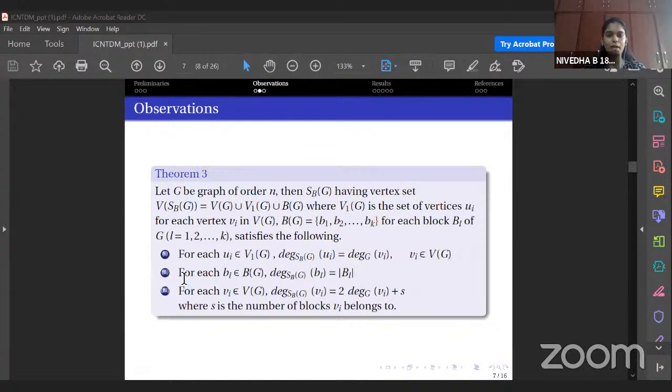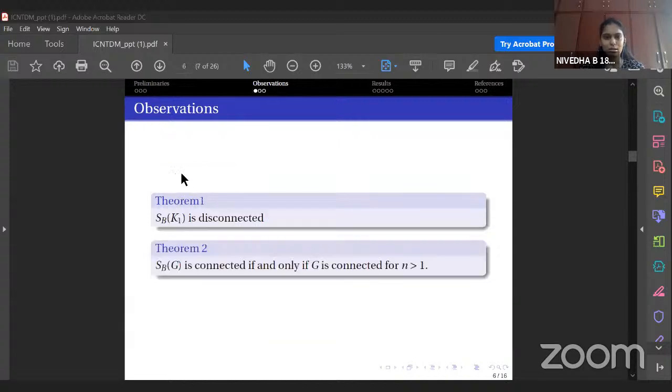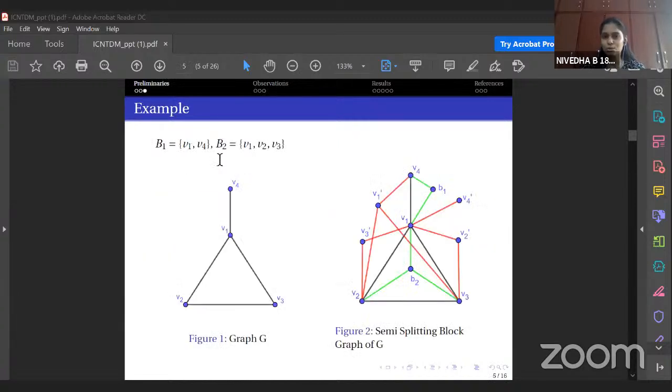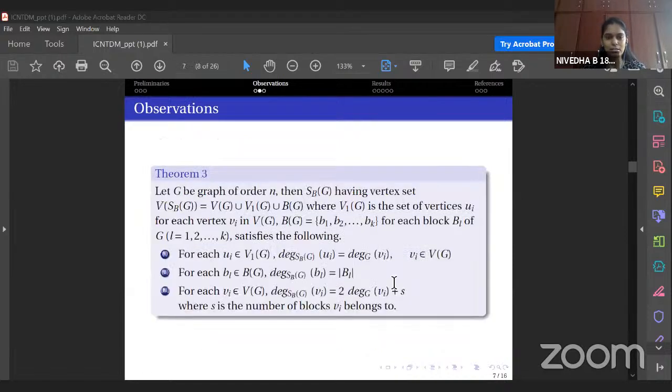And the next is for each Bl belonging to B of G, that is the blocks. Based on the blocks, we introduce a few vertices, small b1, b2. For these vertices, the degree of Bl is equal to the cardinality of the block. Here, the cardinality of B1 is 2, so the degree of small b1 is 2. And the cardinality of B2 is 3, and the degree of b2 is 3. And the next remaining set is V of G. The vertices that belong to the set V of G have degree twice the degree of Vi plus S, where S is the number of blocks that Vi belongs to.